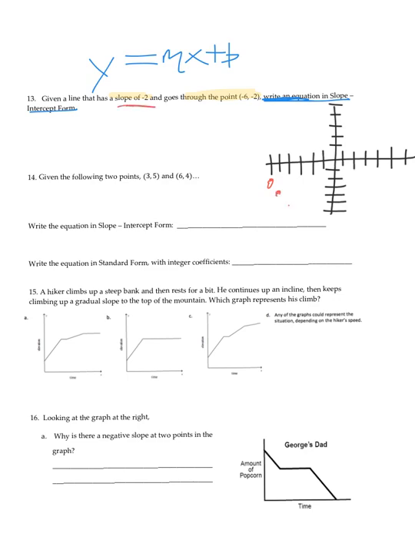Down 2 over 1. Down 2 over 1. Okay. So the line would look something like that. It's a very rough sketch.